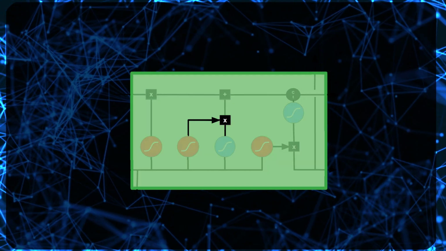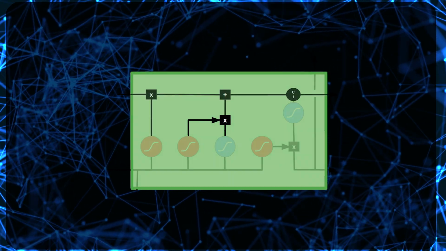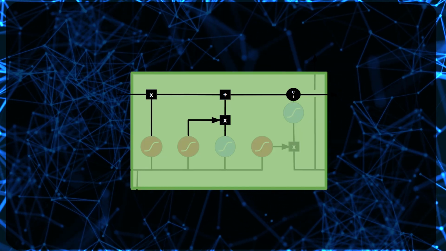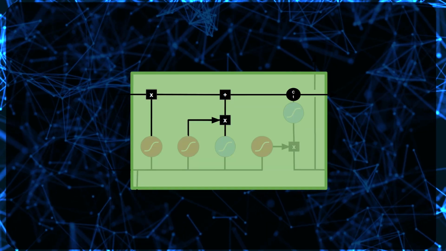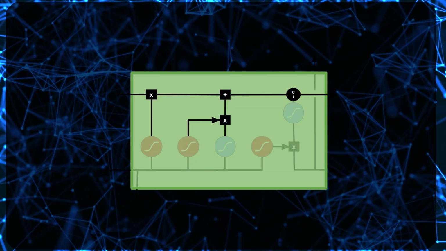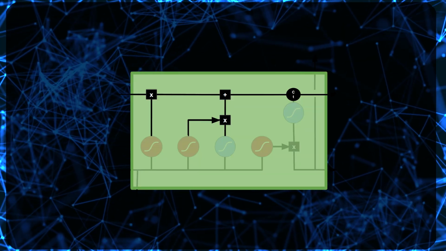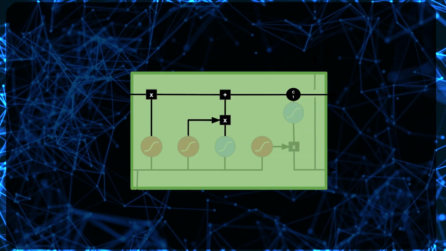And now it's time to do it. In this step, the cell's previous state is updated based on the decisions made by the previous gates. First, the network forgets the irrelevant information, and then the new information is added.